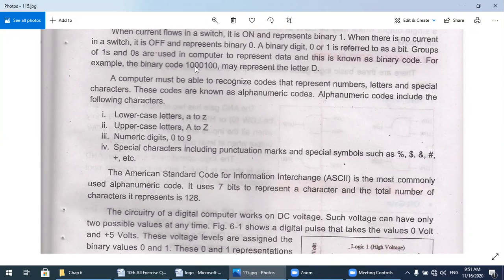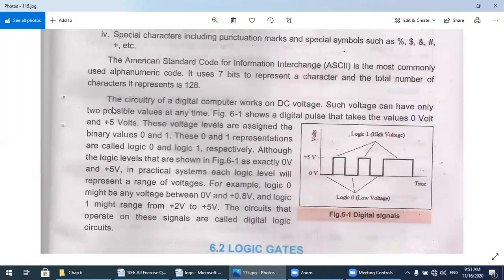So now these digits will be transferred into the electrical circuits. The circuitry of the digital computer works on DC voltage, such that the voltage can have only two possible values at any time. Figure 6.1, watch here, this figure is representing it.